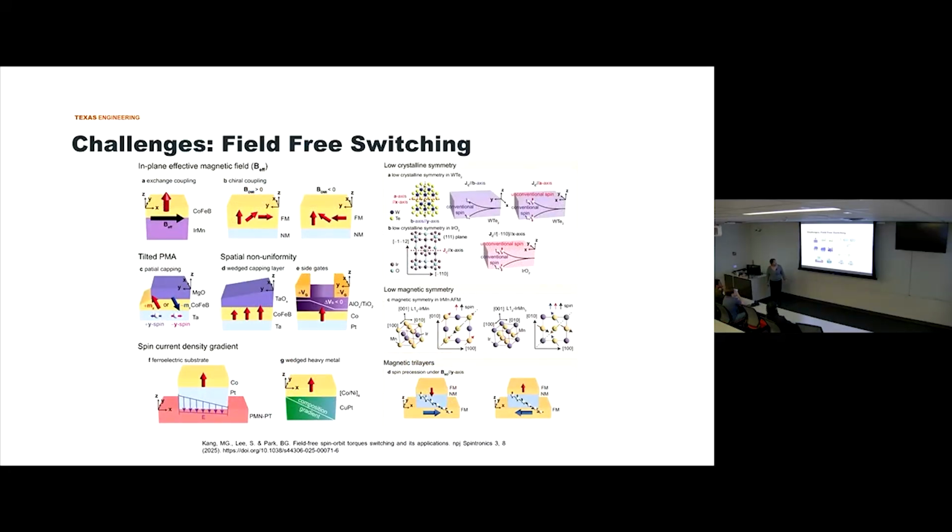A lot of research is being done right now to solve this issue. So some of the research is into in-plane effective magnetic fields with exchange coupling or chiral coupling, tilted PMAs, and then spatial non-uniformity with wedge capping layers, so like changing the structure to drive your magnetization, spin current density gradients, and also a lot of research into different materials with low crystalline symmetry, low magnetic symmetry, and then also magnetic trilayers.